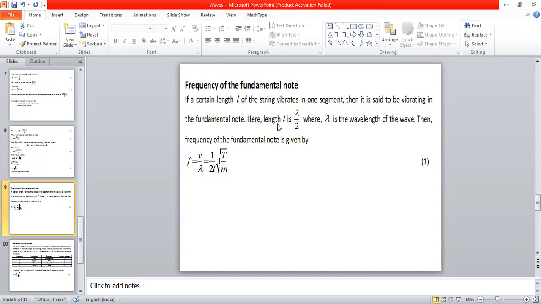Okay, anyhow, so if it is vibrating in the fundamental note with one loop, then the length L is lambda by 2, where L is the length of the string and lambda is the wavelength of the transverse wave.